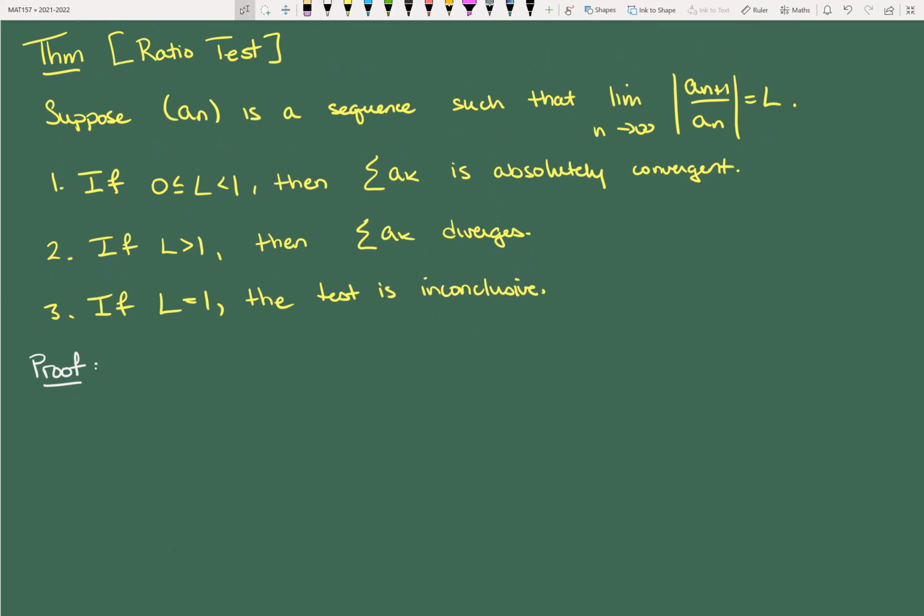So, yeah, let's start. We have to do two cases. Let's do the case where L is between 0 and 1. So, case... okay. So fix some number little l between L and 1. Okay, and we can do that because we assume that capital L is strictly less than 1, right? And so, by completeness of the reals, there's some number between it and 1. So let's call that number little l.